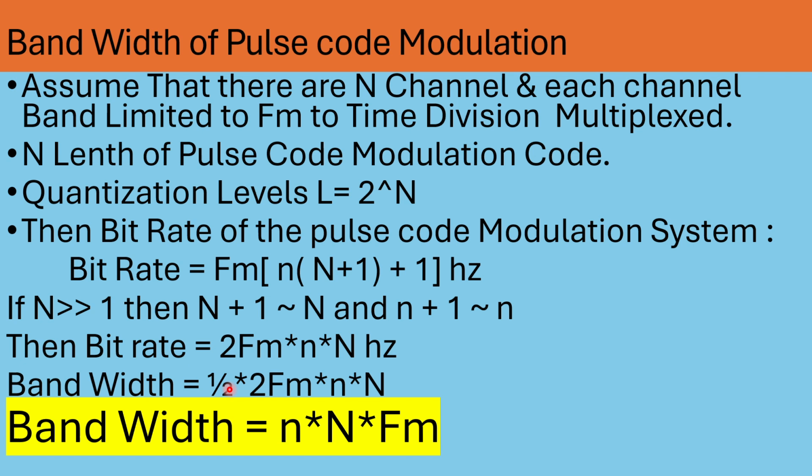The bandwidth is 1 by 2 of the bit rate, that is 1 by 2 into 2 into fM into N into n. The two and two cancel, leaving small n, capital N and fM. This is the bandwidth formula, and it will be required to calculate the bandwidth.